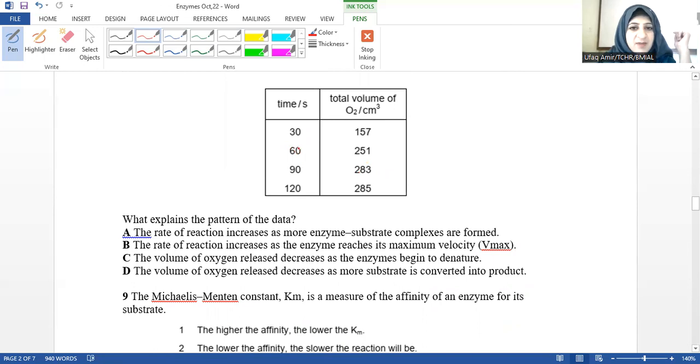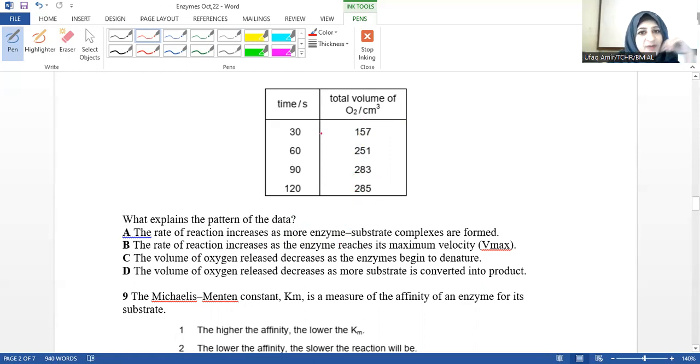That is, after half a minute to 1 minute, there's a huge gap and increase in the volume of oxygen. But in the second minute, after 2 minutes, the volume of oxygen is decreasing. So in the first step it was so high, but then it is decreasing. So what explains the pattern of the data? The rate of reaction increases as more oxygen.